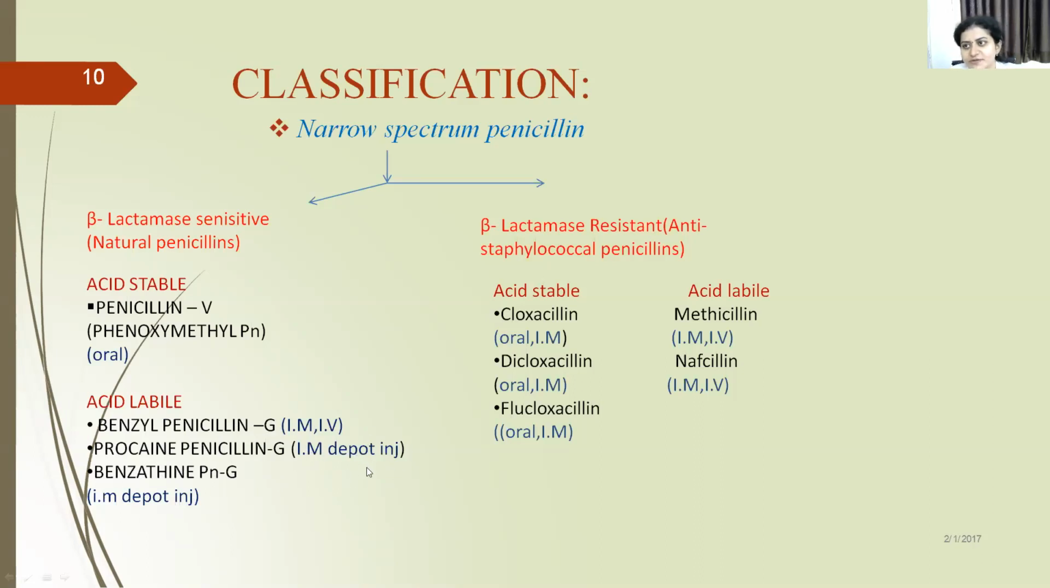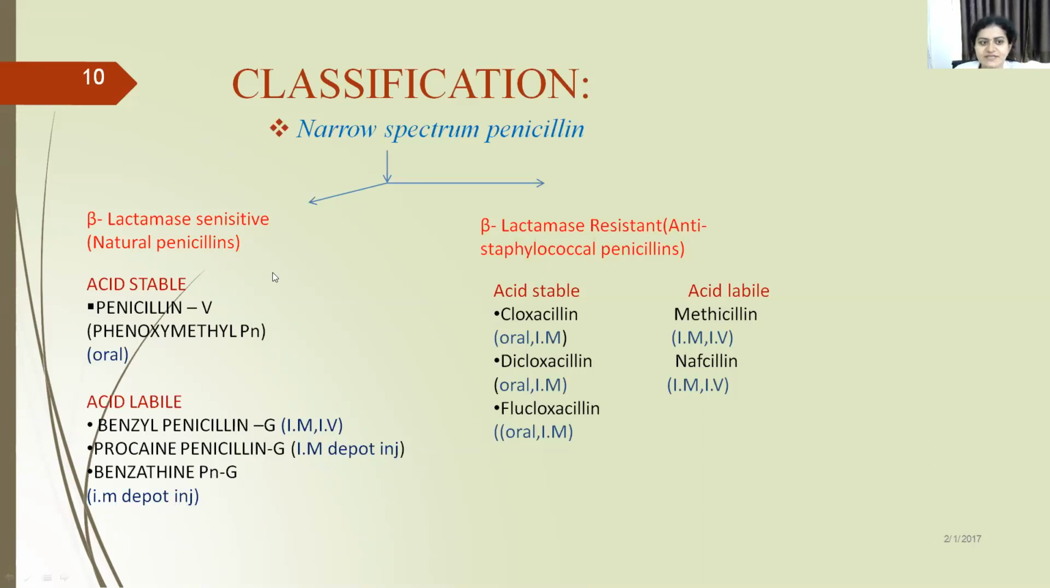Depot injection, you might already know, we have read in our general pharmacology, is a type of route of drug administration. Depot means when you give any drug through this route, there will be sustained release of the drug. Slowly the drug will be released. So this is one of the mechanisms of prolonging the duration of action of the drug. So these two preparations of penicillin are available in the intramuscular depot form.